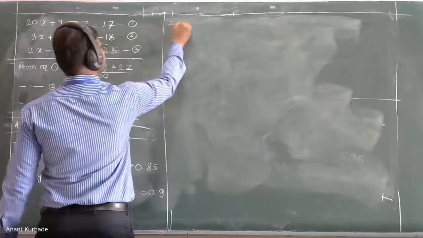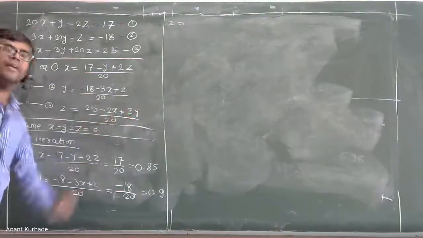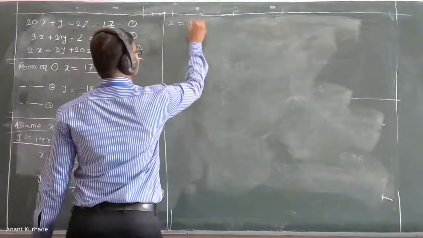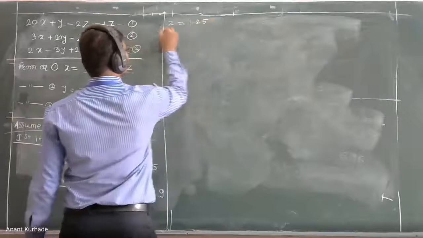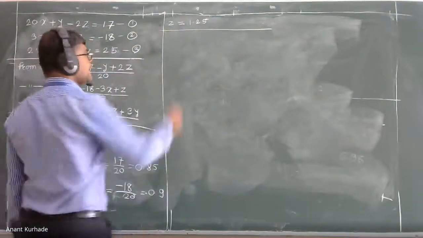And what is the value of z? Then you can put it. It's simple. See, this is 25 divided by 20. Tell me, 1.25. Yes, it is 1.25. Now, you have shown the first iteration in detail. Now the remaining in tabular form.